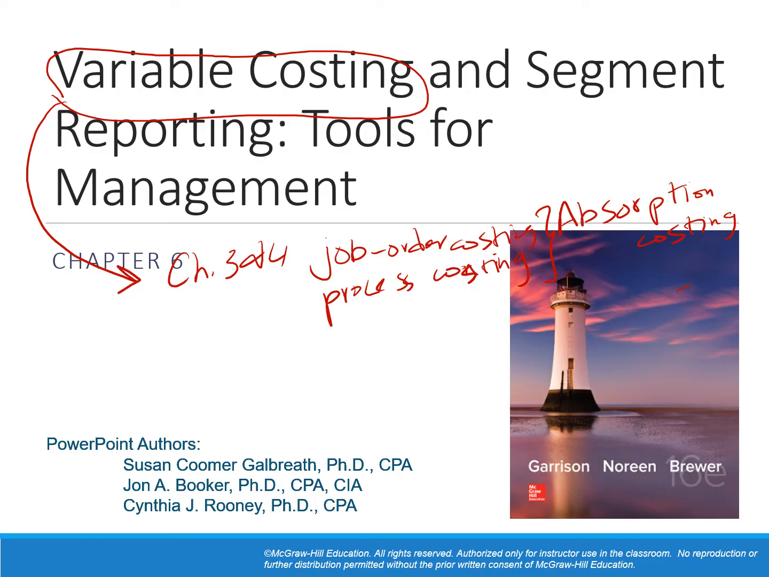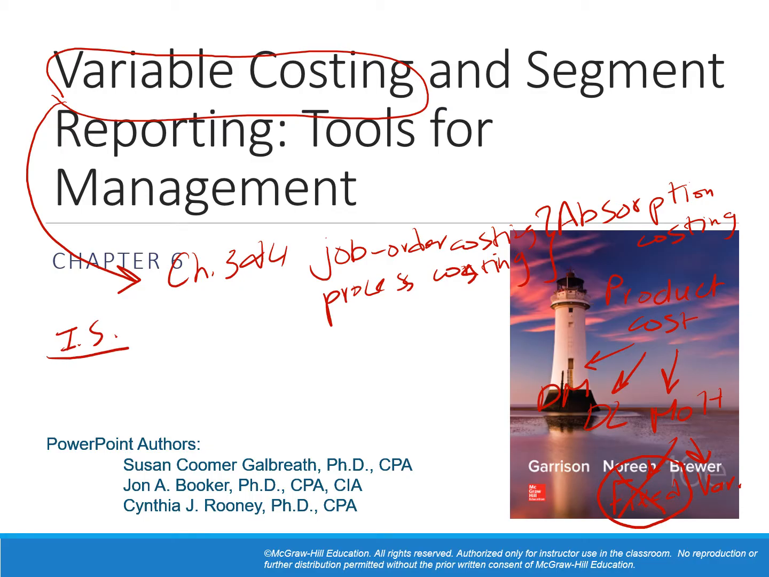So in absorption costing, the product cost includes direct material, direct labor, and manufacturing overhead. And this manufacturing overhead has the fixed component and the variable component, right? In the variable costing, unlike the absorption costing, the fixed manufacturing overhead is not part of the product cost.